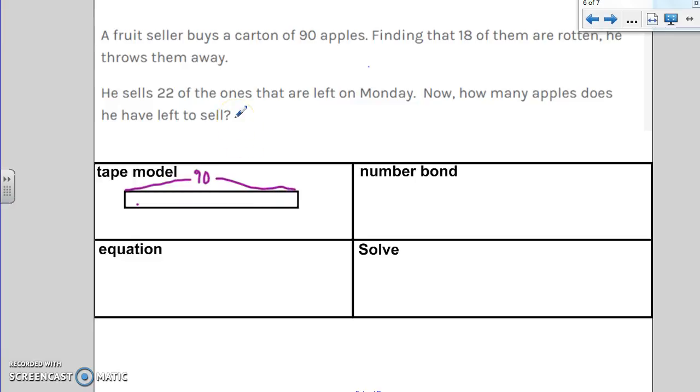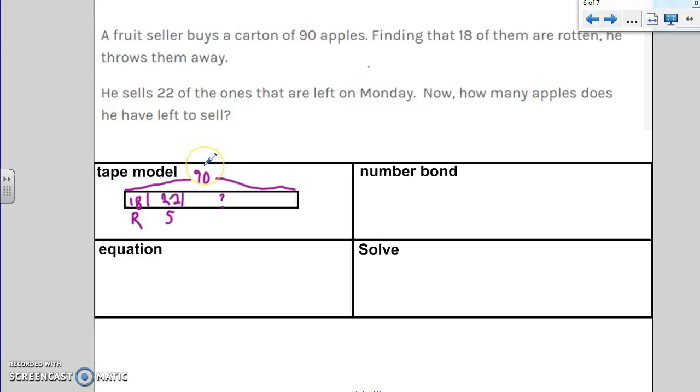represents 90 apples. He found that 18 of them were rotten. So this little part right here is how many apples in the carton were rotten. So I'm going to put an R for rotten. And then I know that the ones that were left are right here, but he sold 22 of them. So I'm going to put an S for those being the ones that he sold. The final question is, how many apples does he have left to sell?